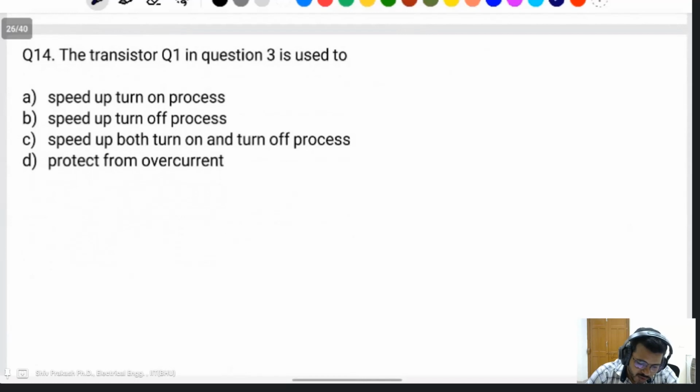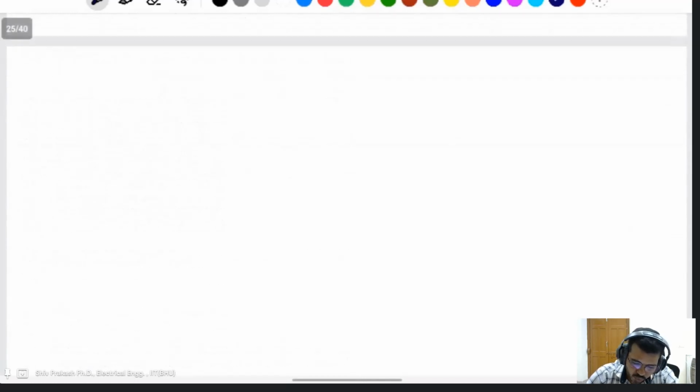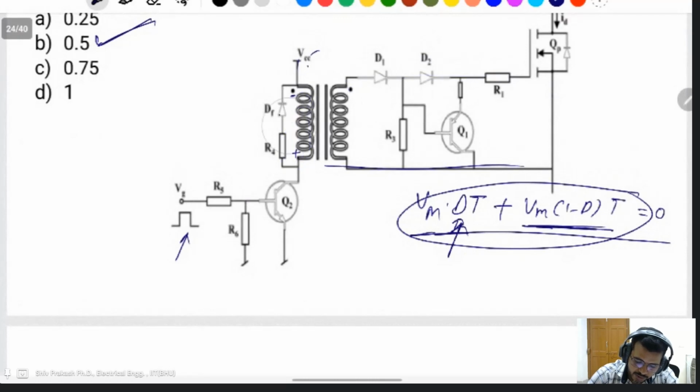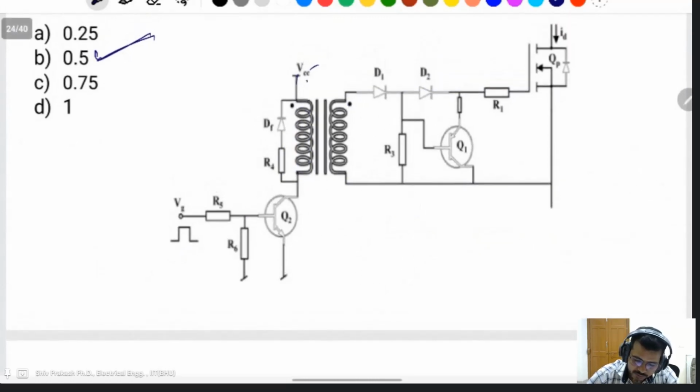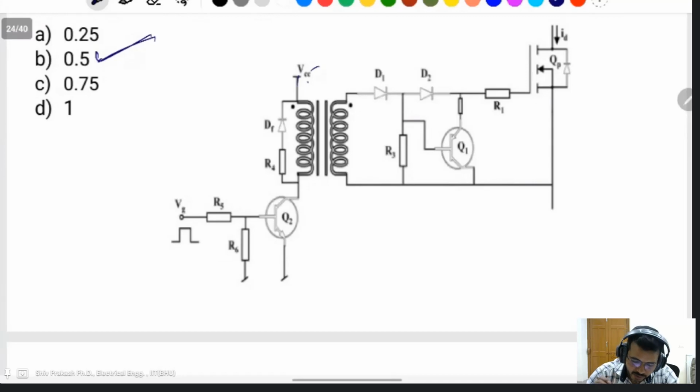The transistor Q1 in question 3 is used to... where is Q1? This one is Q1. Like the working of this one: when the pulse is high, Vg high, this will be an NPN transistor. It means the base is high, so it will be on. This will be on, it means energize the coil. At the same time, this will be positive, the dot polarity will be positive connected to the VCC. This will also be positive. So forward bias, this is also forward bias. Then the same voltage appears here.